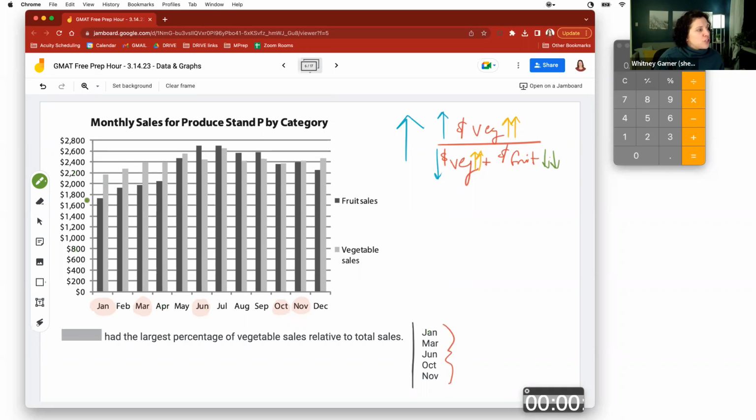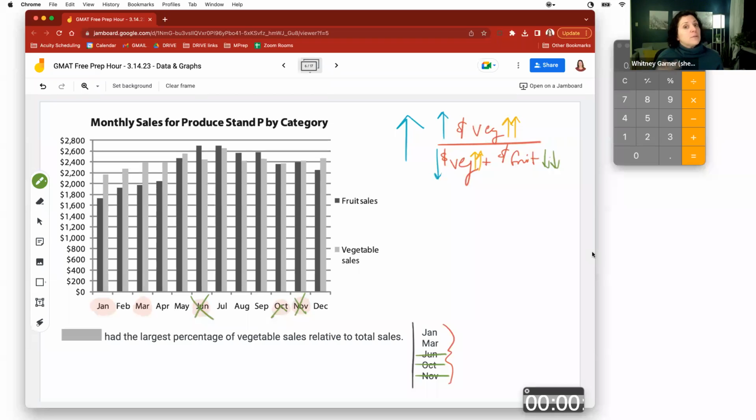If I look at January, it has higher vegetable than fruit. Good, that's what I want. I want vegetables to be high and fruit to be low. March also has higher vegetables than fruit. But June is the opposite relationship of what we want, and October and November are equal. I want a situation where I have more vegetable sales than fruit sales. And so I can eliminate June, October, and November without having to compute them.